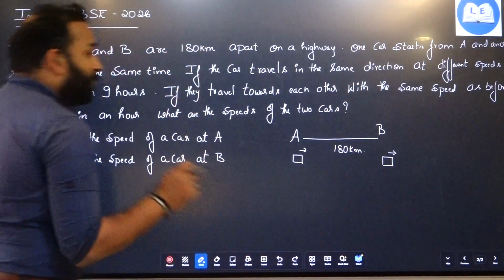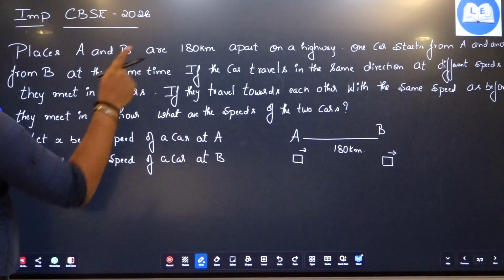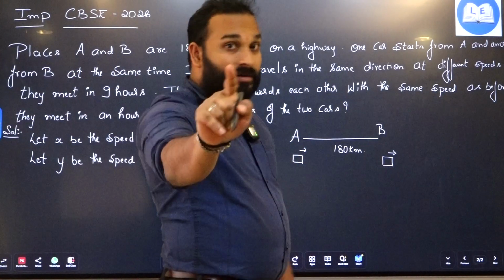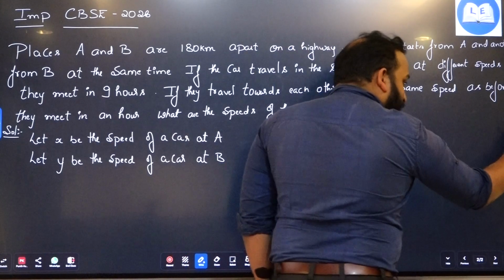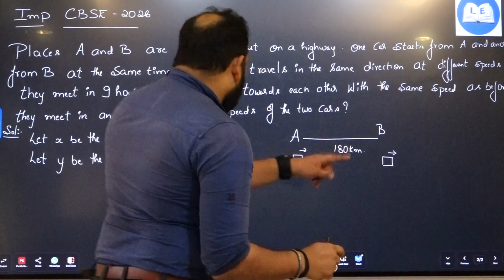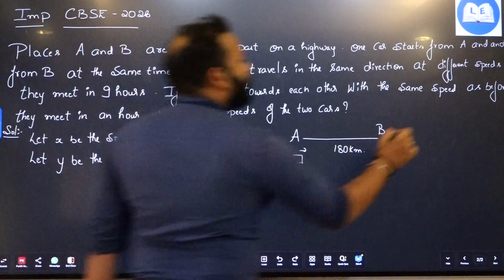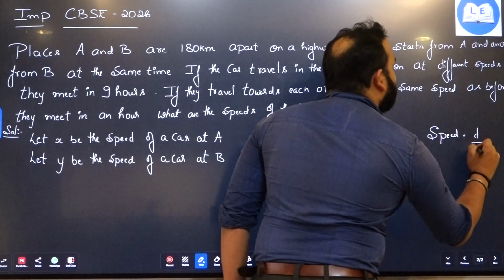And think children, when they are moving, they are meeting. They told us if the cars travel in the same direction at different speeds, they meet in 9 hours. After 9 hours, they are going to meet each other. But remember, the car starting from B, moving for 9 hours, will cover 9 into y. That is the distance it covers. Correct? Why? Because we know speed is distance by time.